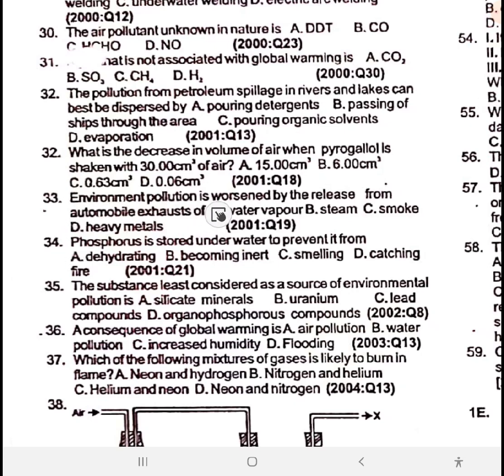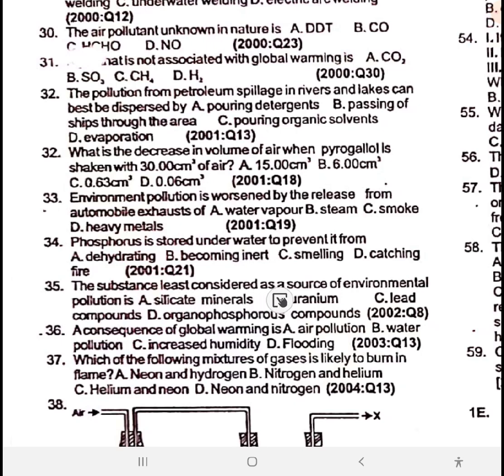33. Environmental pollution is worsened by the release from automobile exhaust of heavy metals like lead. Option D. 33 is D, not smoke, heavy metals. 34. Phosphorus is stored underwater to prevent it from catching fire. Phosphorus does catch fire, so it is stored under water. Whenever phosphorus reacts with oxygen, it catches fire, giving you P4O10. Not literally fire, but that's what it's called, and I wouldn't want to burn much time in this video to explain that. If you want more of that, you could ask a question in the group.